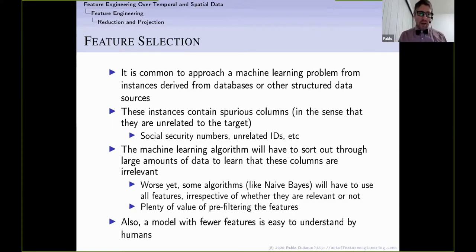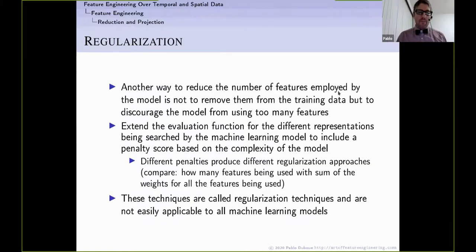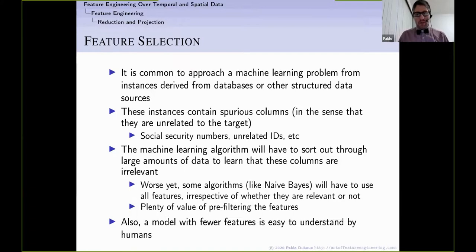Yes. And also because a larger number of features means more parameters, which means that you need more data. I won't be talking much about feature selection. It's normally a staple of machine learning courses.